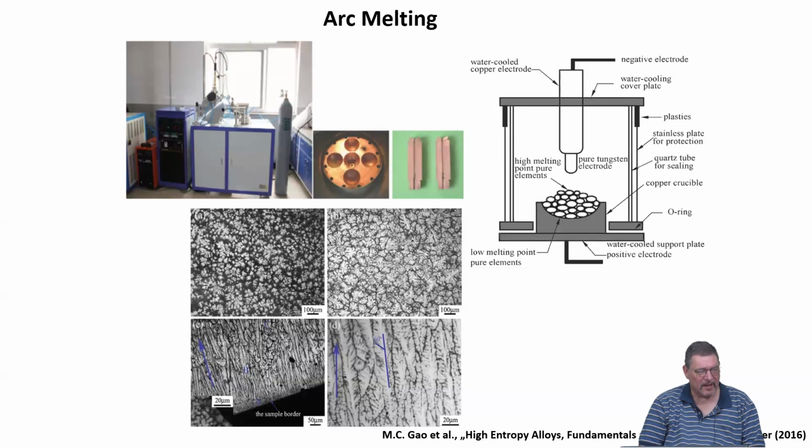What is your experimental approach to avoid this, to get the effect of this initial solidification microstructure out of your system? How do you process the material after arc melting to get a good material?